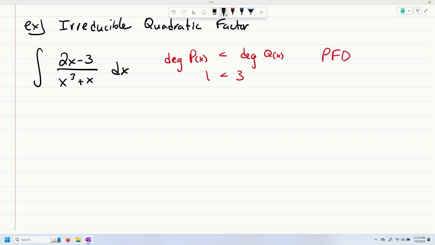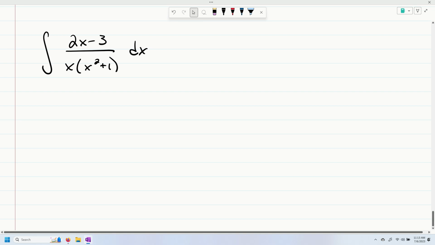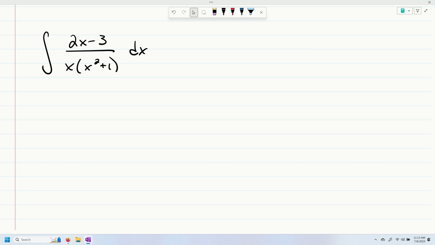And remember, we're going to look at that denominator, and we're going to try to factor it down as much as we can. So we end up with a denominator of x times the quantity x minus 1. Or I'm sorry, x times the quantity x squared plus 1. So now the question becomes, okay, well, how do we set this up?